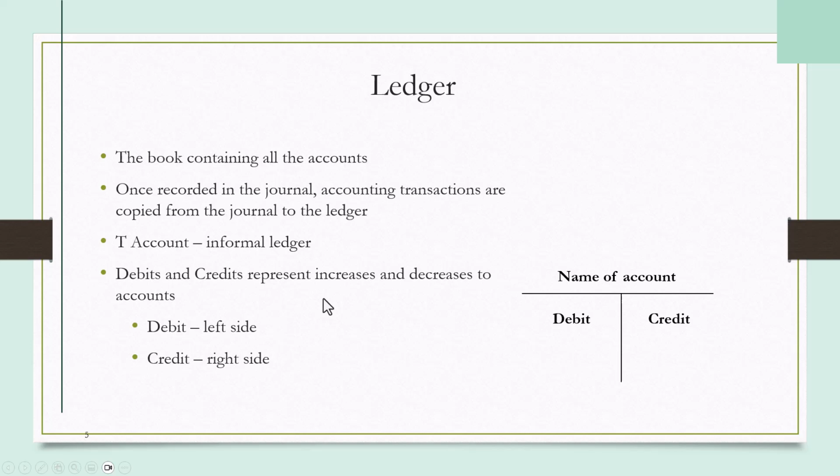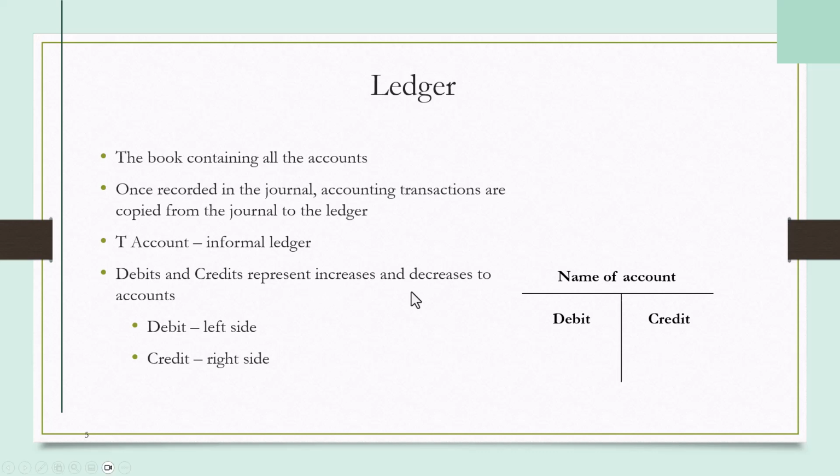So this is just some information that's review from the last video. The ledger is the book holding all the accounts. Once you record in the journal, you copy over to the ledger. The T account is an informal ledger, and it's just a good way to learn debits and credits. And then debits and credits will be on the left and right. Debit is always on the left. Credit is always on the right. That is just a basic rule of accounting.